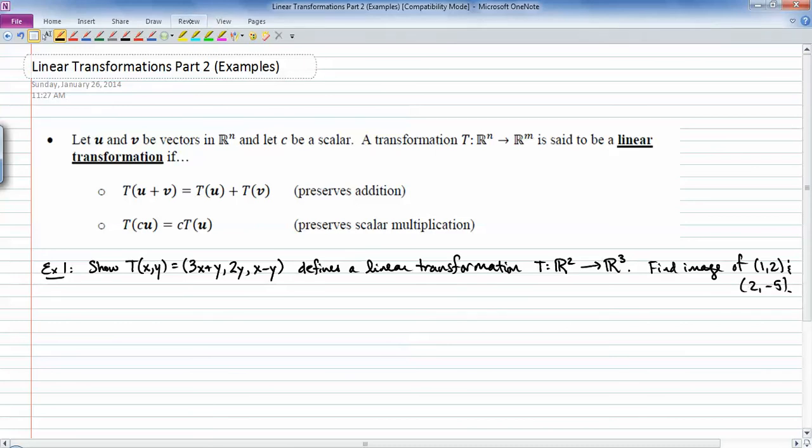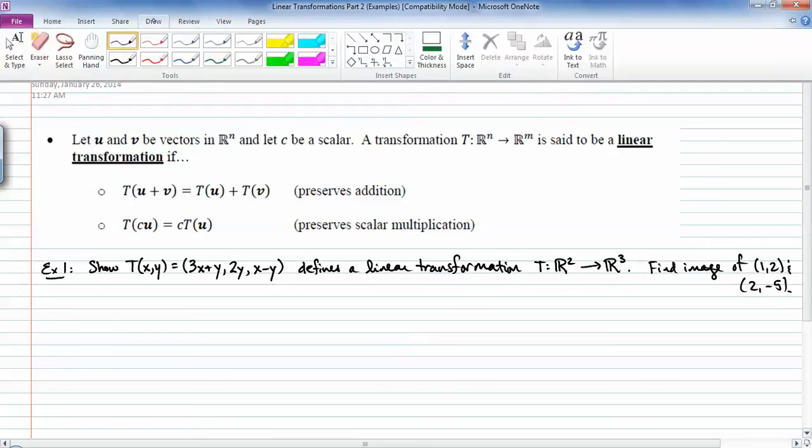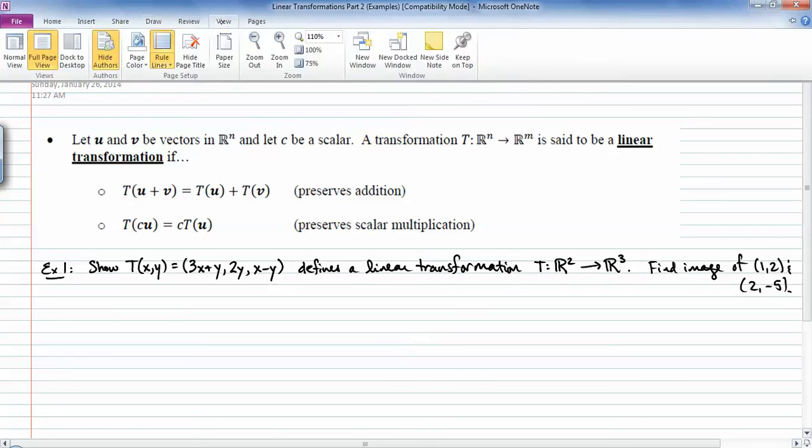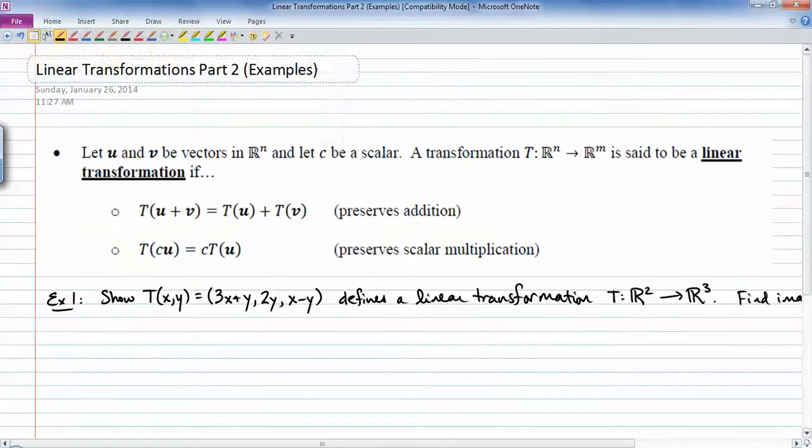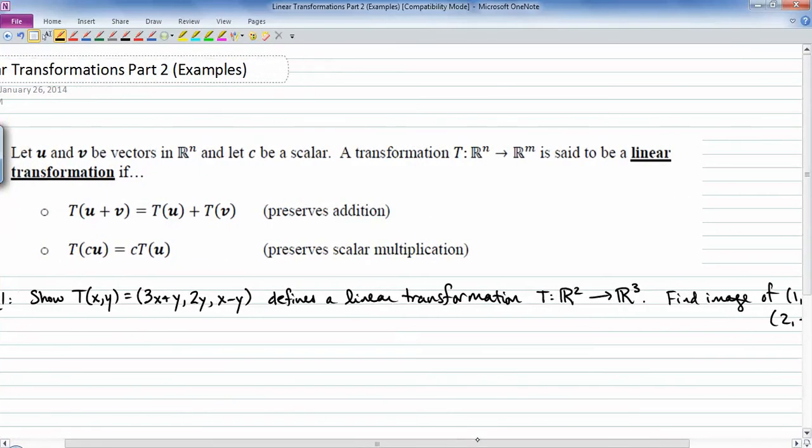Okay. Sorry, these lines are too small. Let me do this. Let's go 125. Okay. Great, of course.